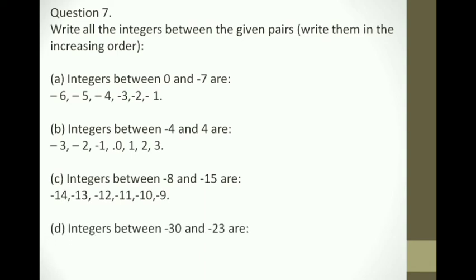Integers between -30 and -23? Absolutely, we have to start from -29. -29, -28, -27, -26, -25, -24.